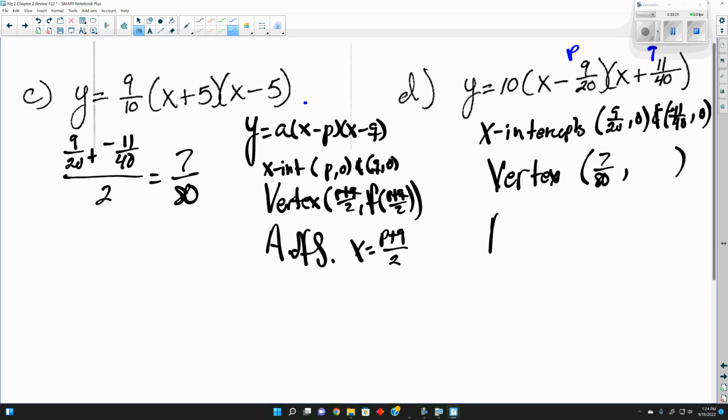7/80. What's also nice is that the axis of symmetry, x is equal to p plus q over 2. So it's 7/80. Those will be the same. Hopefully you've noticed by now that of the vertex's two values, one matches up with the axis of symmetry.